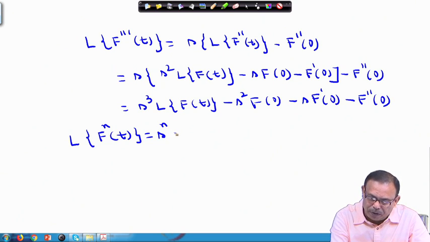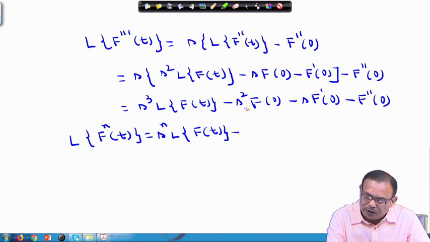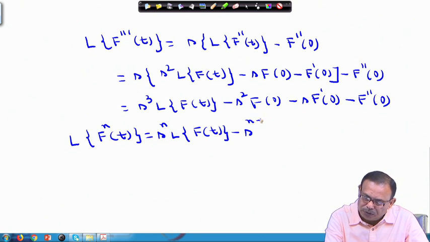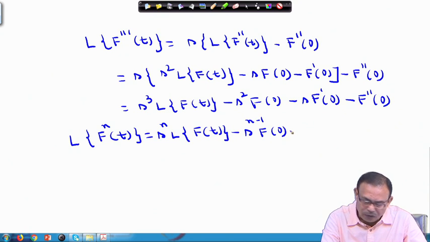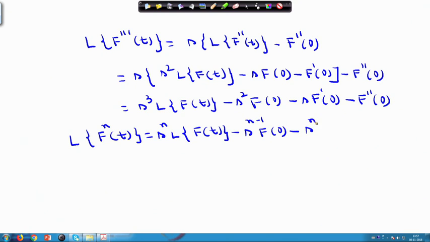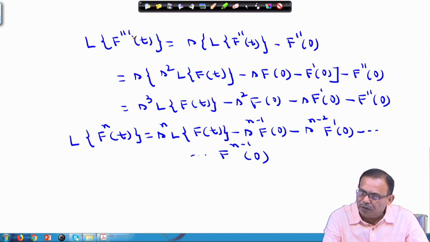So, it will be s to the power n times the Laplace transform of f(t), minus, this will be s to the power 3 was there, then 2 was there. So, it will be s^(n-1) into f(0), minus s^(n-2) into f'(0). Like this it will proceed, and ultimately the last term which you will get is f^(n-1)(0). Here when it was 3 you were getting f''(0). So, here you will obtain f^(n-1)(0).